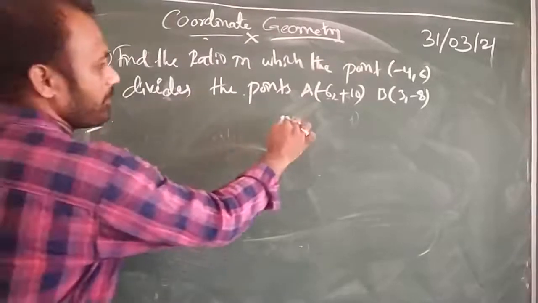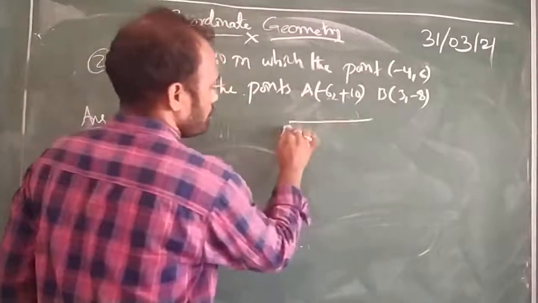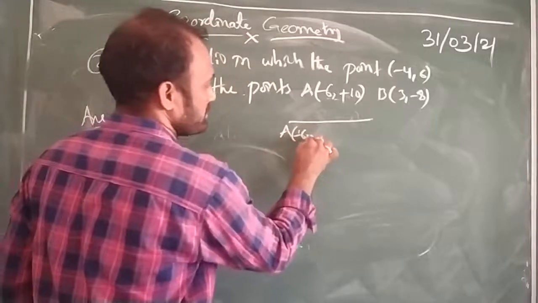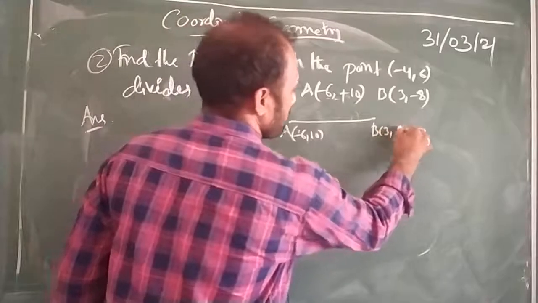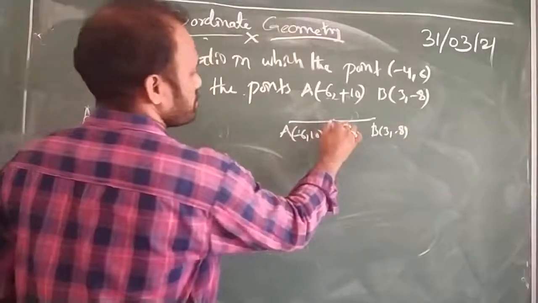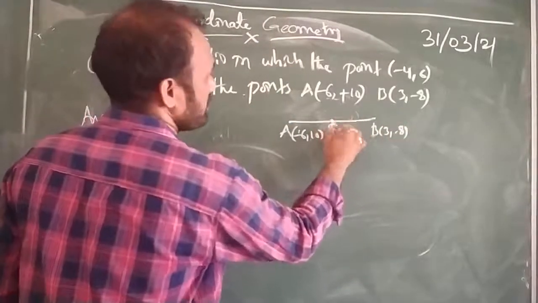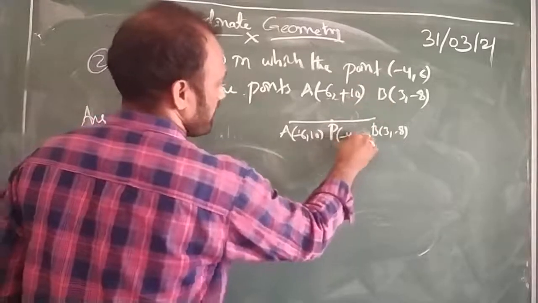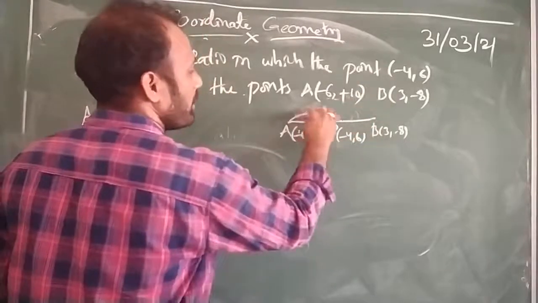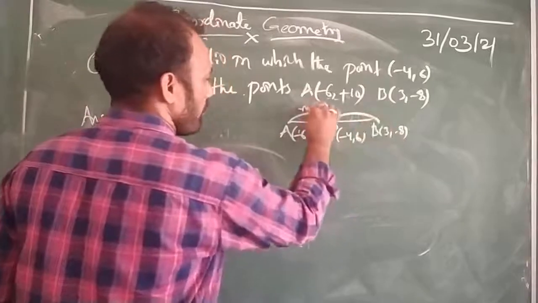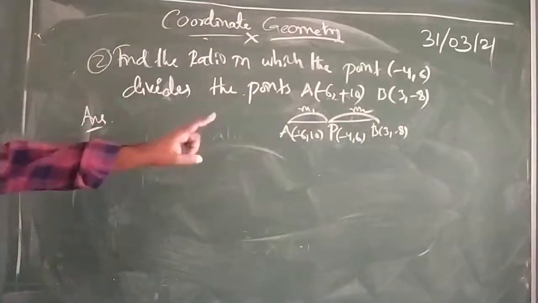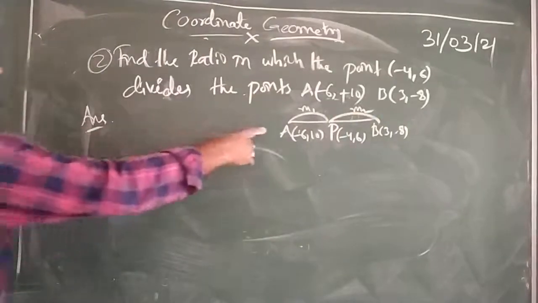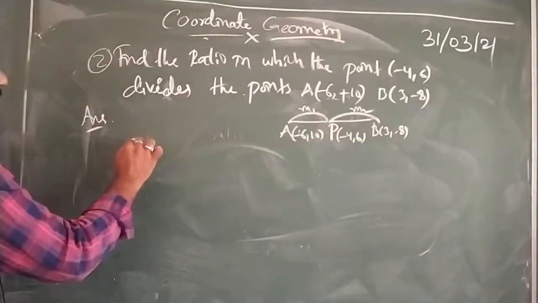A and B are the two points here: (-6, 10) and B is (3, -8). So two points are given. Let us suppose the point P is here. We will assume that this is the point P (-4, 6). Now the question is in what ratio it is going to divide. We have to find out what M1 and M2 are. To get this we will use the section formula, because it is having a ratio.